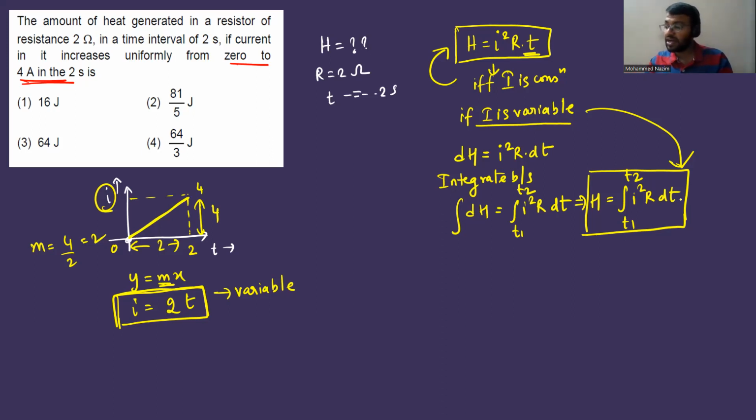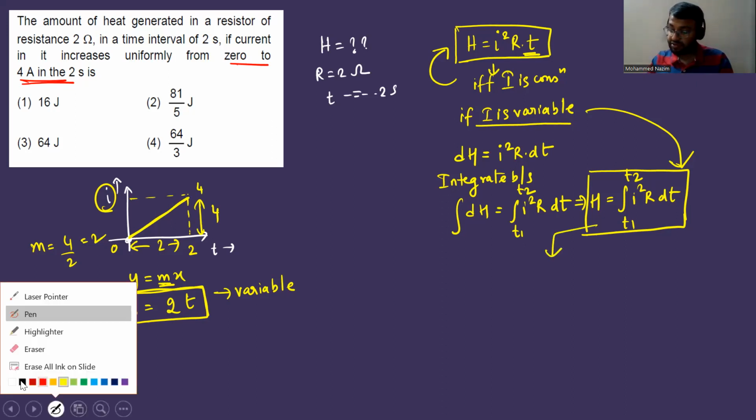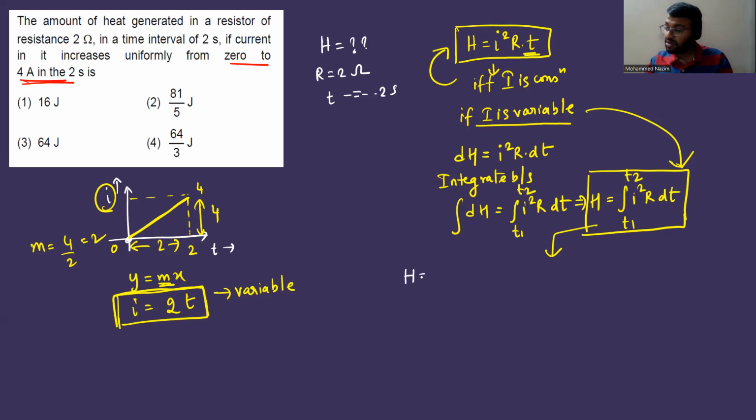Therefore, H is equal to integral of I square R dt, and this requires integration. First, you have to get the equation of current, I equal to 2t. So I square will become (2t) whole square. The resistance is given as 2 ohm, into dt, and in the time interval of 2 seconds, meaning initial time is 0 and final time is 2.